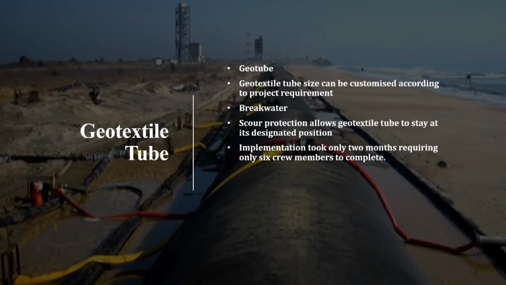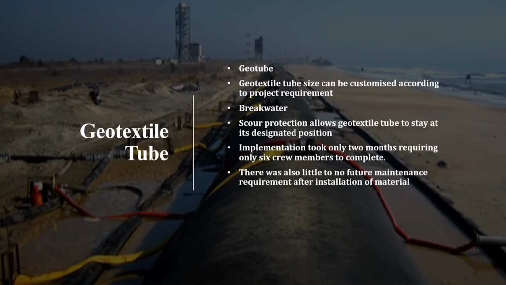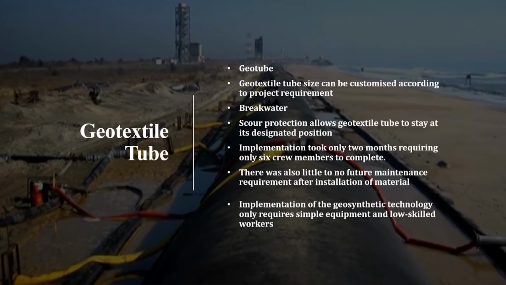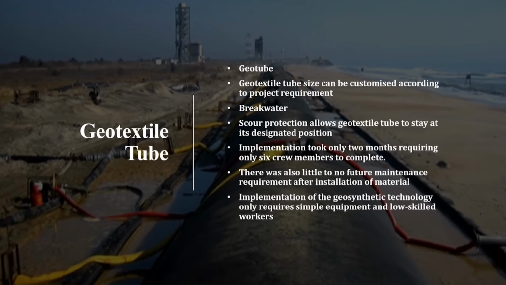The implementation took only 2 months, requiring only 6 crew members to complete. There was little to no future maintenance requirement after installation of the material. This efficiency is unlikely to be seen in conventional hard coastal structures for erosion control. Aside from low consumption of time and construction costs, implementation of geosynthetic technology only requires simple equipment and low-skilled workers as compared to rock revetments and steel seawalls.